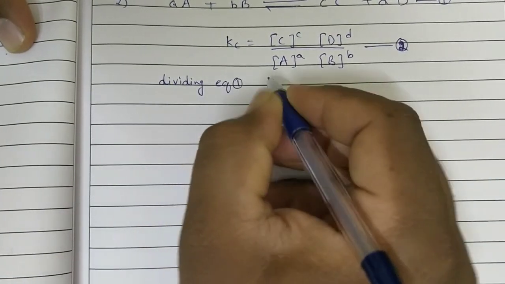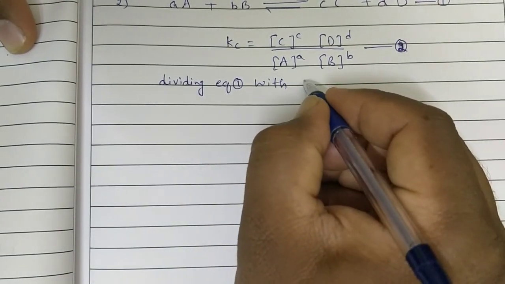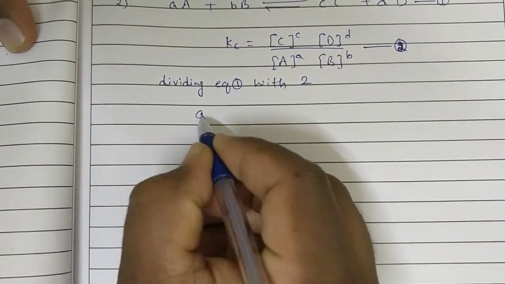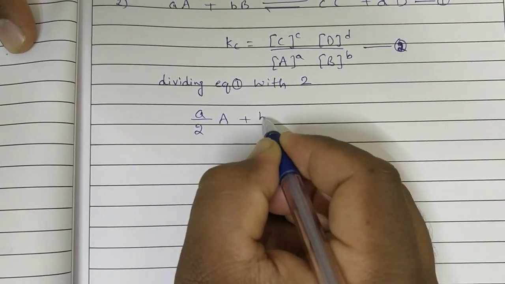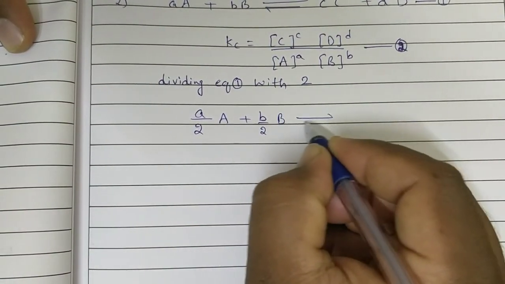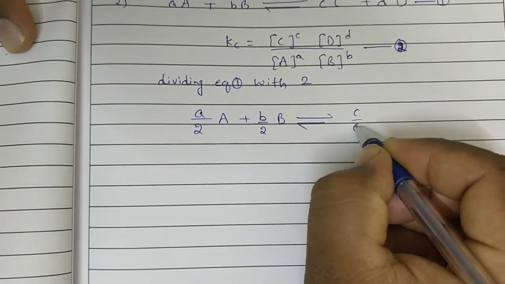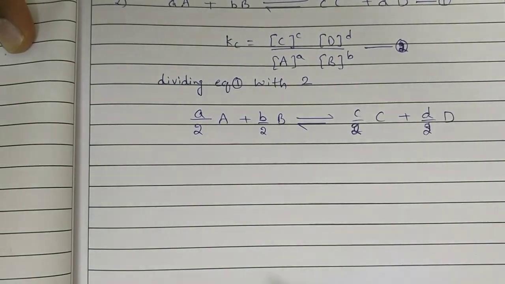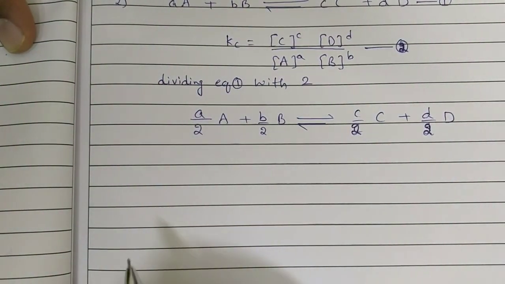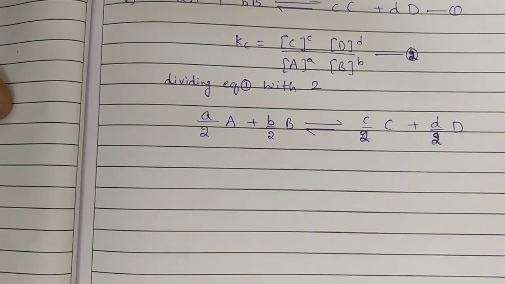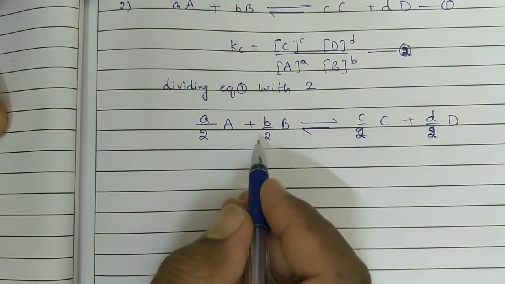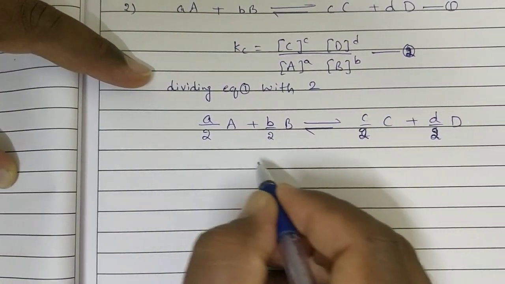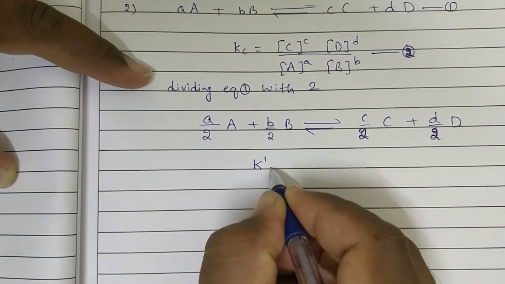Dividing equation 1 with 2. Then equation 1 will become a by 2 capital A plus b by 2 capital B is in equilibrium with c by 2 capital C plus d by 2 capital D. For this apply Kc value. That means I am going to write Kc dash ma.